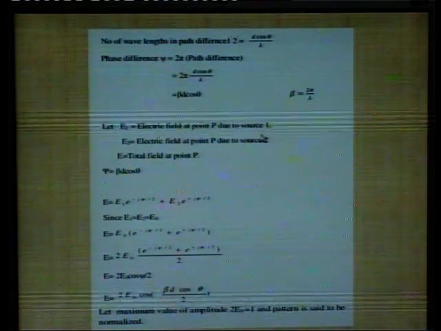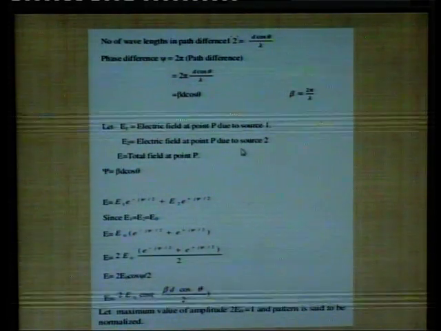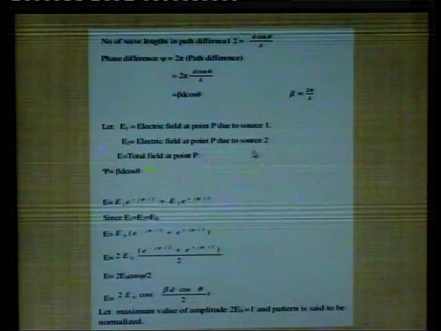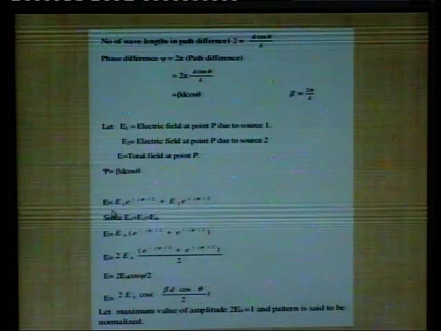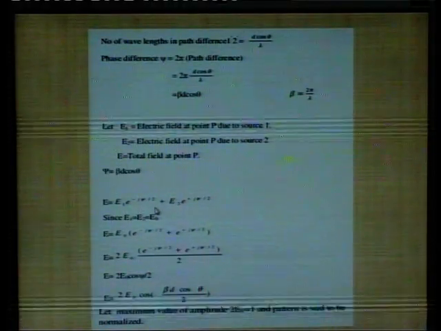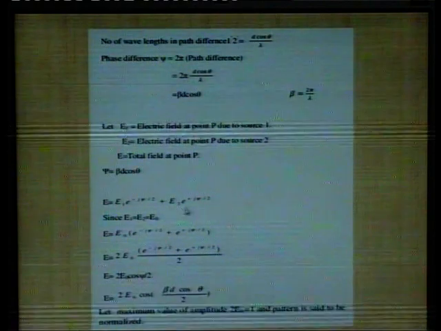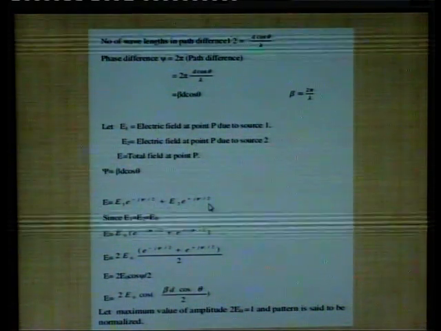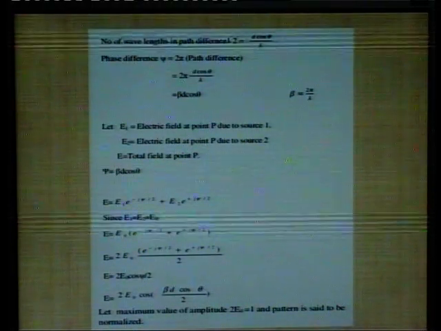Now let E1 be the electric field at point P due to source number 1, and E2 the electric field at point P due to source number 2. The total field at point P will be equal to E1 e raised to power minus j psi by 2 plus E2 e raised to power plus j psi by 2.